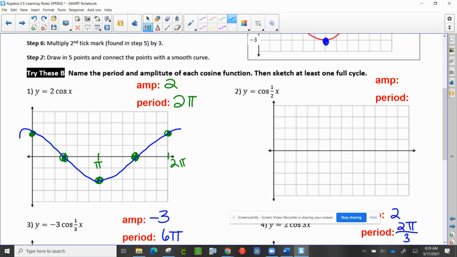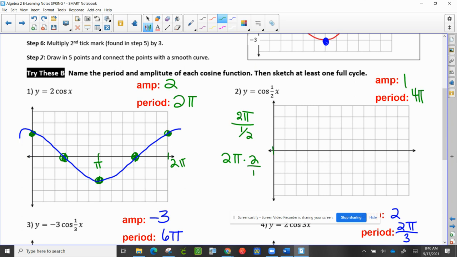We have cosine of 1/2 x. So I don't see anything in front, so that means my amplitude is just 1. Okay, 2 pi over a half. 2 pi over b for our period. So that will end up being 2 pi times 2 over 1. So that makes our period 4 pi.